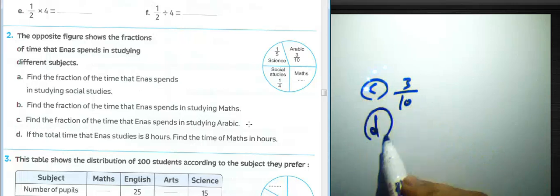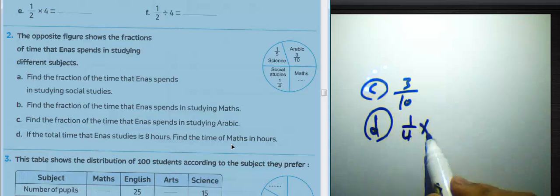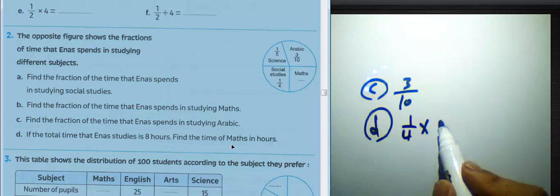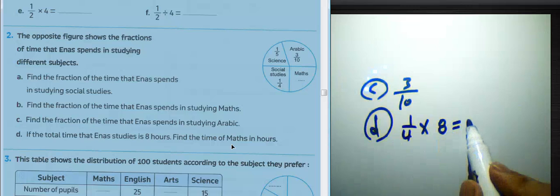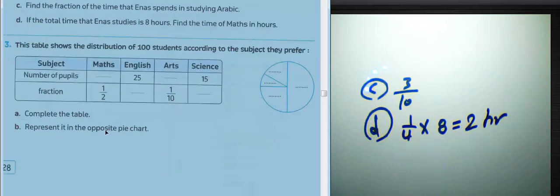Letter D, if the total time that Ina studies is 8 hours, find the time of math in hours. Math, we know the fraction of math is 1 over 4. 1 over 4 multiplied by 8 hours. So she studied 2 hours for math. Okay. Question letter C, understood?